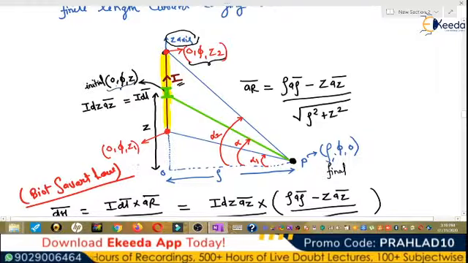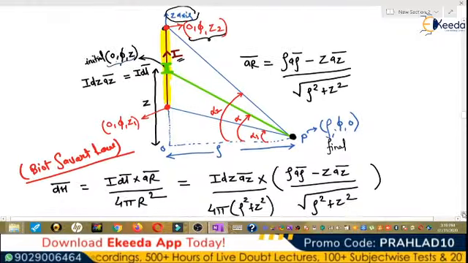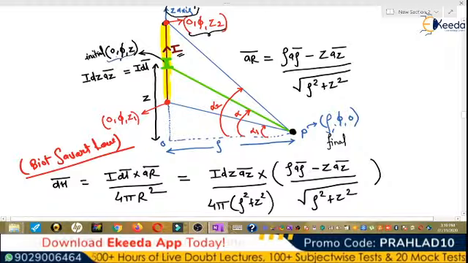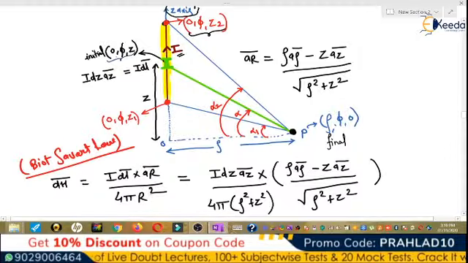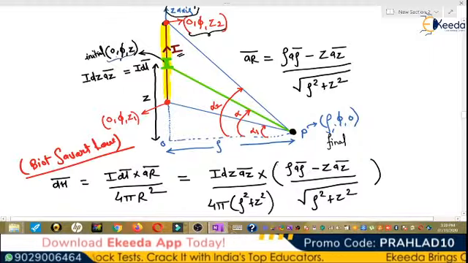So the vector dH is I dl vector cross a_R vector by 4 pi r square. So it is I dz a_z vector by 4 pi r square. R square is rho square plus z square. The vector a_R is rho a_rho minus z a_z by under root of rho square plus z square.